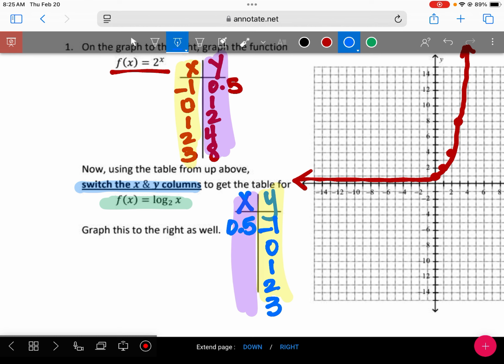Now I want you to graph our log table. Now when you graph a log, it should look like a lowercase r. Like this is what it should look like. It's going to look like that. So let's take a minute and graph that.